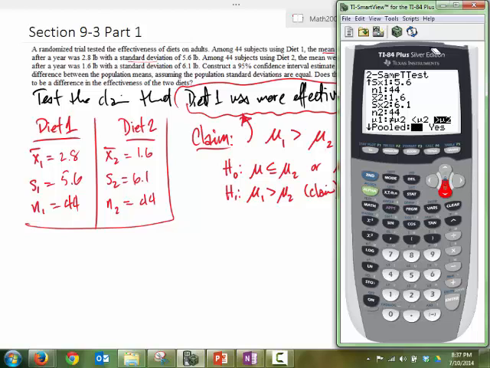do we assume that the population standard deviations are equal? If we assume that they're equal, we're going to pool it together, and that's the pooled yes business. In our class, we will never use pooled yes. So whenever you have a pooling option, just say no. So pooled, no.